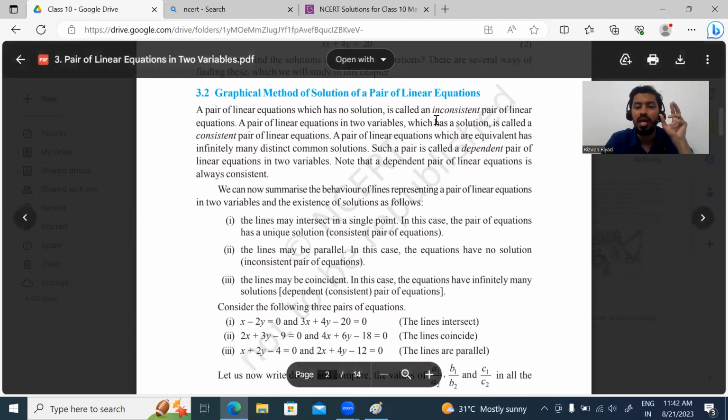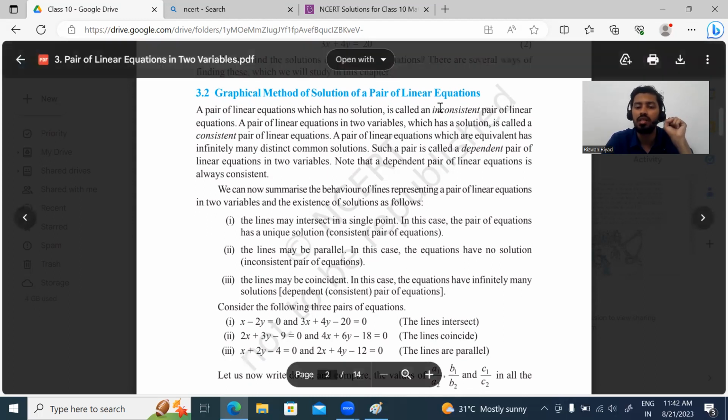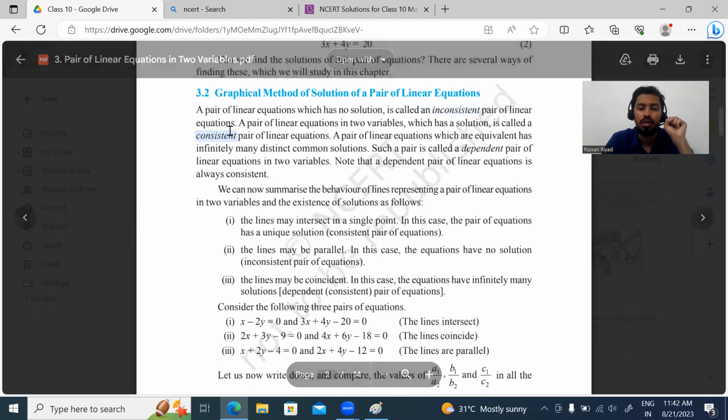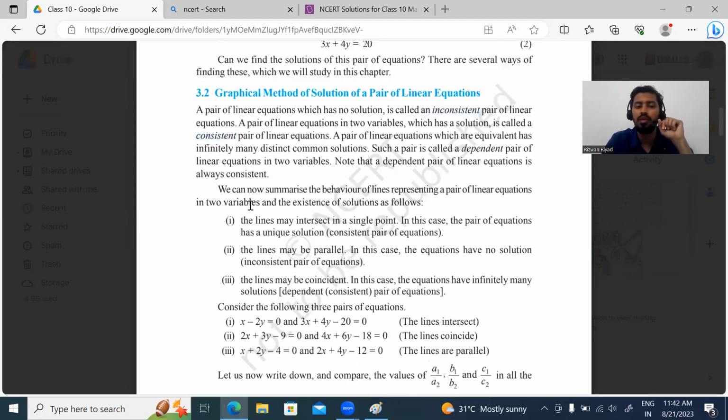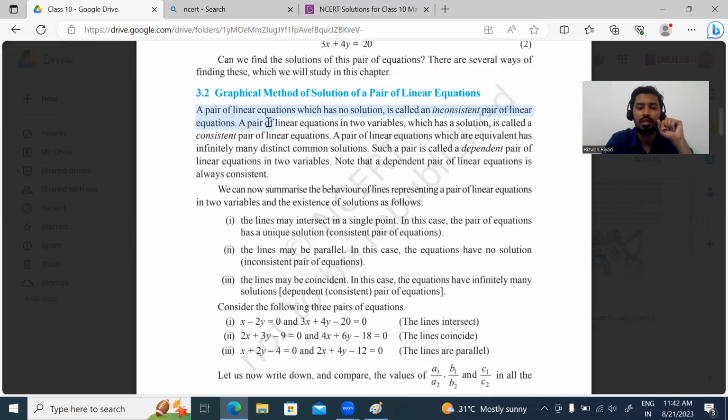That is nothing but inconsistent pairs and consistent pairs of linear equations. What is meant by inconsistent and consistent? You can see the words inconsistent and consistent. What is the meaning of this? You can read here. A pair of linear equations which has no solution is called an inconsistent pair of linear equations. And a pair of equations in two variables which has a solution, or which has at least one solution, is called a consistent pair of linear equations. So you should remember this: consistent and inconsistent.